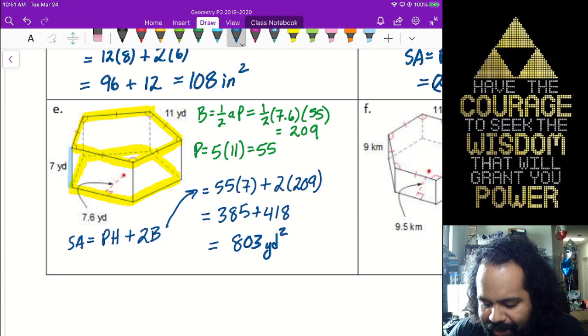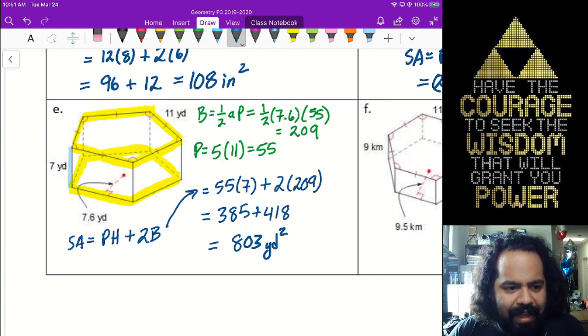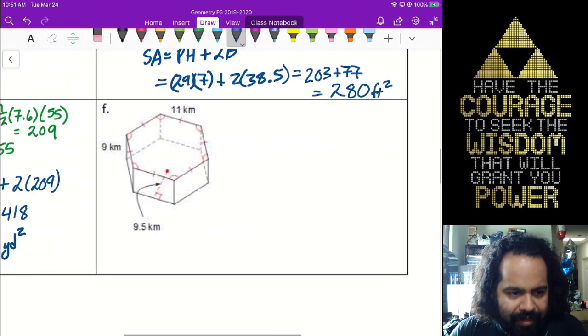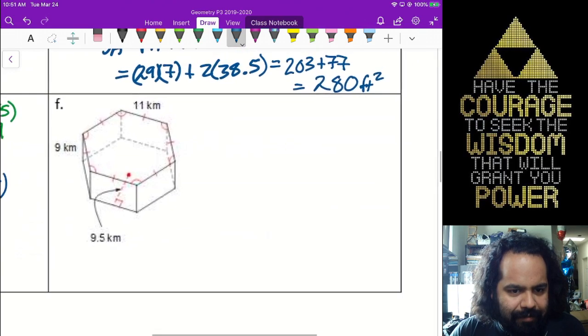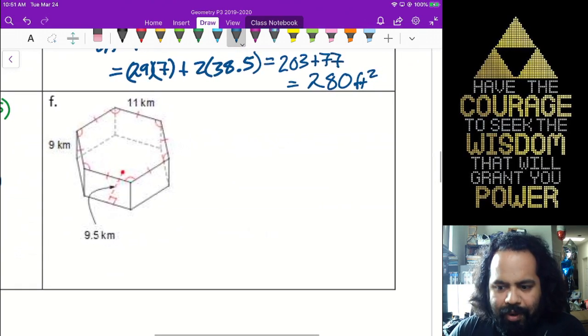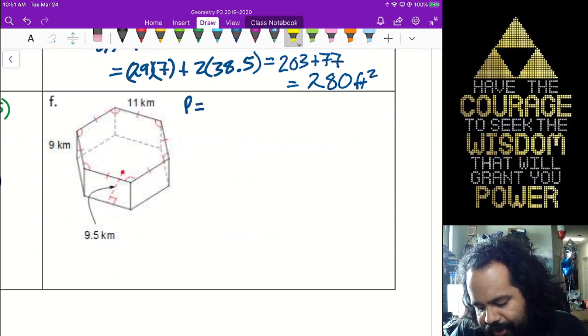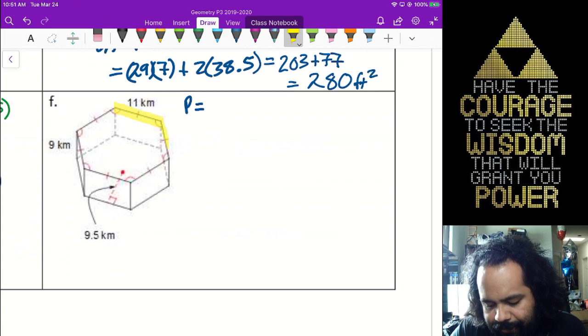Okay, you know what? I realized we actually do have enough time. Let's go ahead and do F. For this one, you got to be a little extra careful. Let's actually find the perimeter first, since we need the perimeter in our 1/2 AP formula. Again, there's no real time to this, unfortunately. But we are dealing with a hexagon.